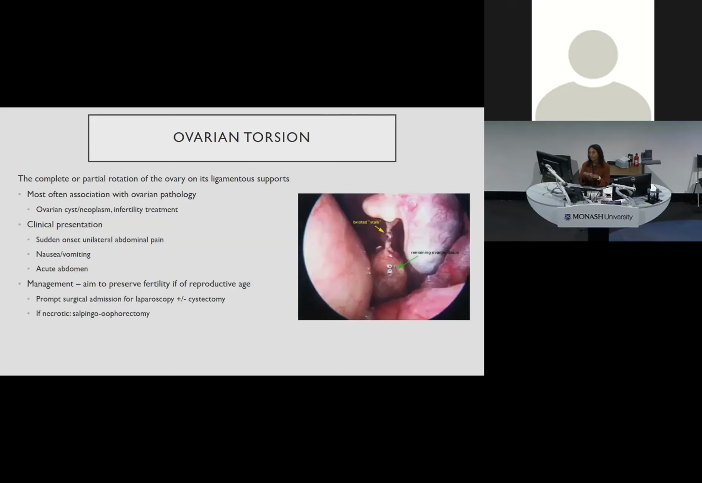So if you've caught it in time, then they might be able to preserve the ovary, and they might just remove the cyst that's associated with the presentation. If there's been ischemia and if there's necrotic tissue, then the ovary and the fallopian tube often will be removed.